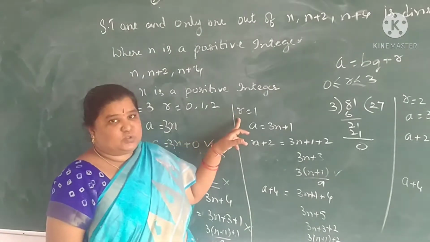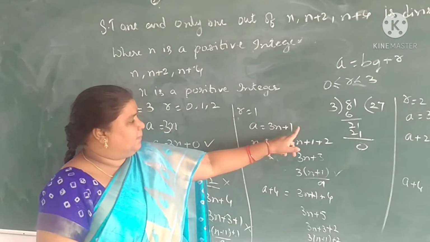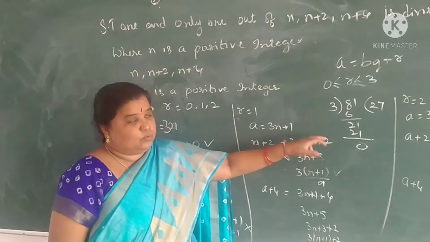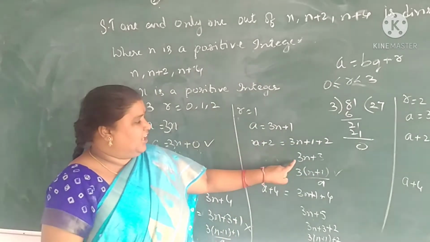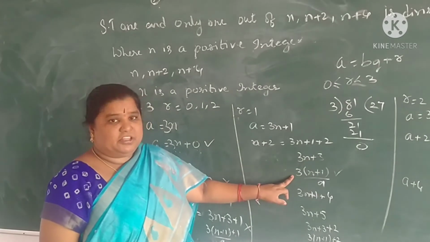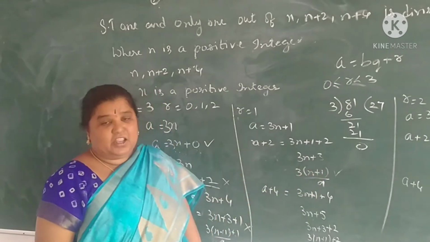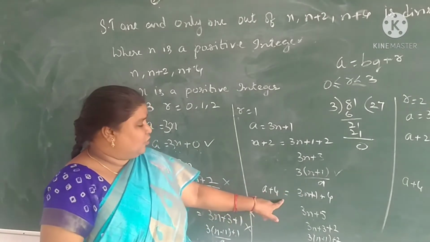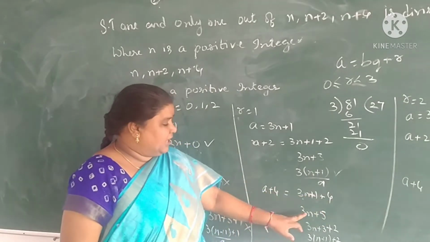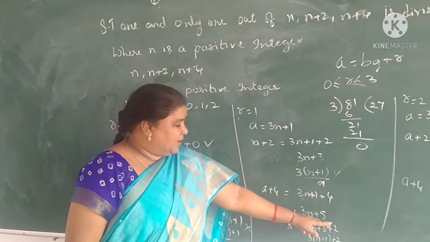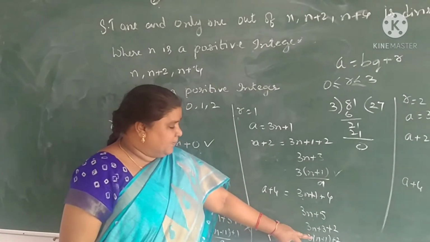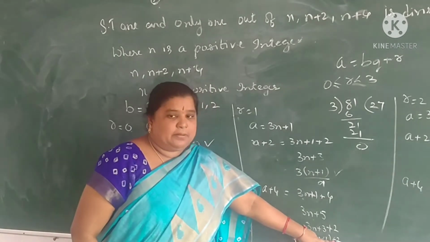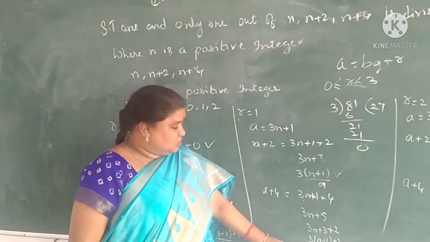Now take case 2, where r is equal to 1 and a is equal to 3n plus 1. Then a plus 2 is equal to 3n plus 1 plus 2, which is 3n plus 3. Taking 3 common, we get 3 times n plus 1, so it is divisible by 3. Now a plus 4 is 3n plus 1 plus 4, which is 3n plus 5, that is 3n plus 3 plus 2. Taking 3 common, n plus 1 plus 2, so we get 2 as the remainder. It is not divisible by 3.